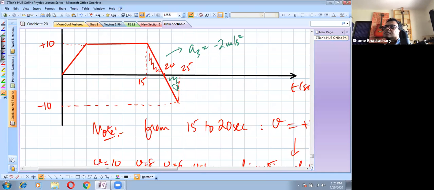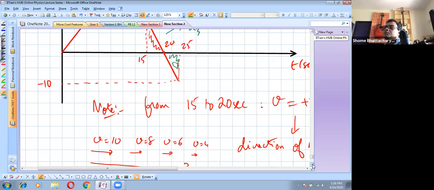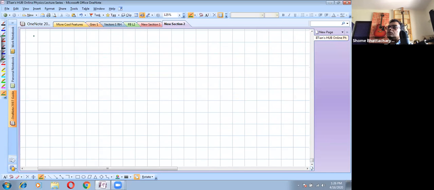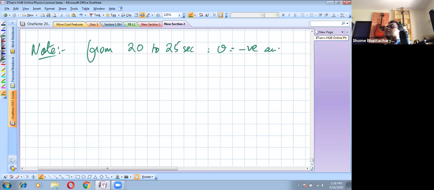So at 20 seconds, how much is the velocity? It's 0. So at 21 seconds, it's how much? It's minus 2. At 22 seconds, it's how much? It's minus 4. So the direction of motion has become negative. It's now going backwards. Okay. So the second part to understand, from 20 to 25 seconds, the velocity is negative. Okay. And it is again increasing in magnitude.